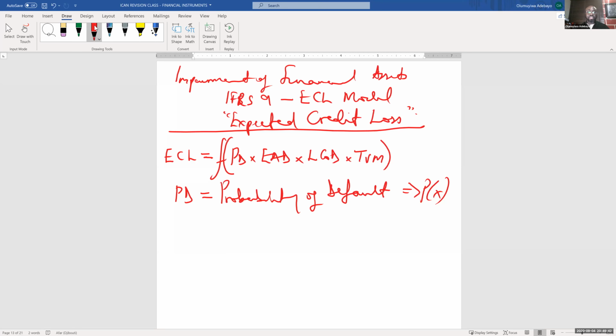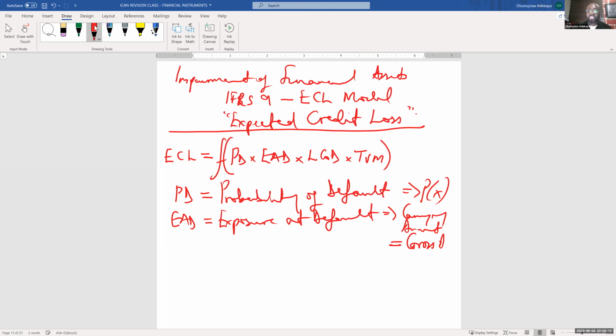Okay? Now, the second one is EAD. EAD is simply your exposure at default. What does that mean? As at the time there is default, what is the carrying amount of that financial asset at default? Which means this is simply talking about what? Carrying amount, which is equivalent of the gross amount before impairment assessment.